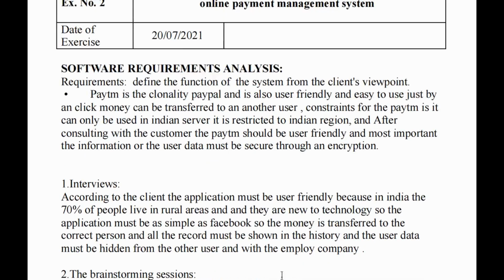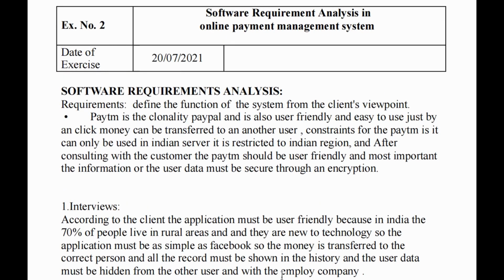For software requirement analysis, the topic for today is the online payment management system. The online payment management system has a software requirement analysis. The requirement defines the function of the system from the client viewpoint.